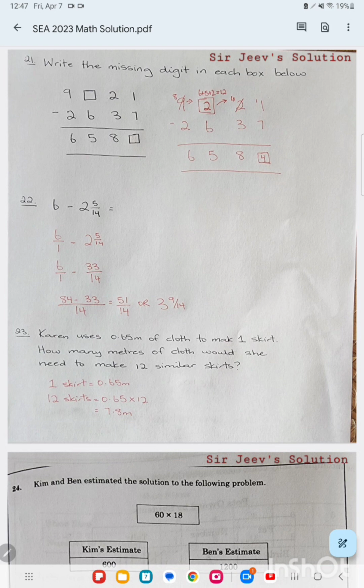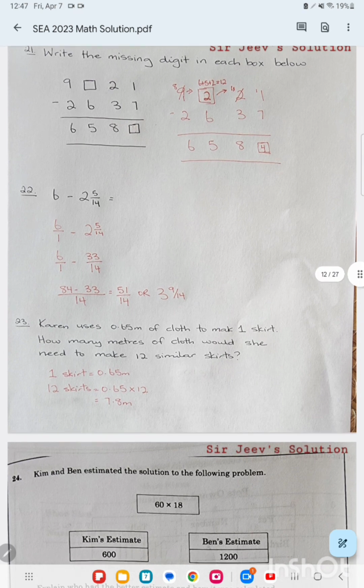Number 22 states 6 take away 2 and 5 over 14 is equal to some number. To express a whole number as a fraction, you put it over 1. So 6 over 1 take away 2 and 5 over 14 is equal to, first we need to convert the 2 and 5 over 14 to an improper fraction. So you'll get 33 over 14. Get the common denominator, which is 14.